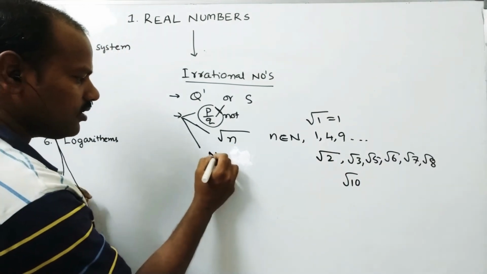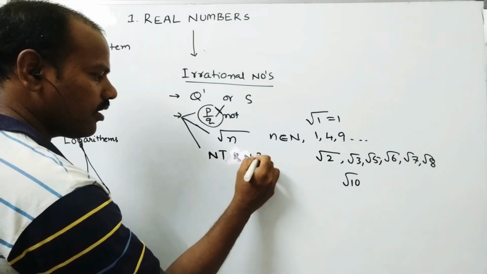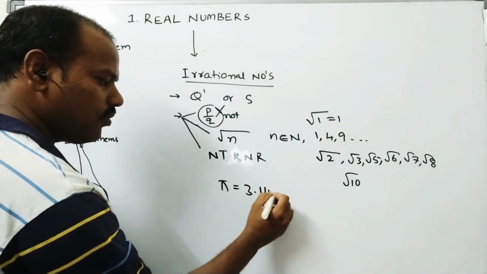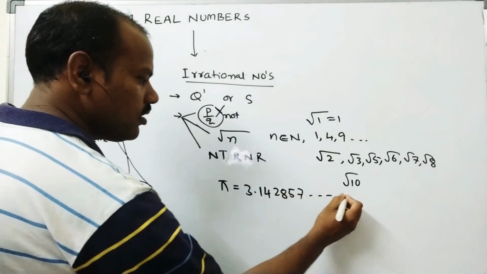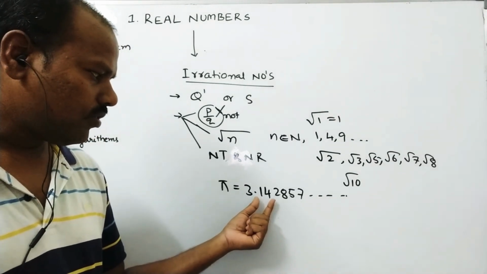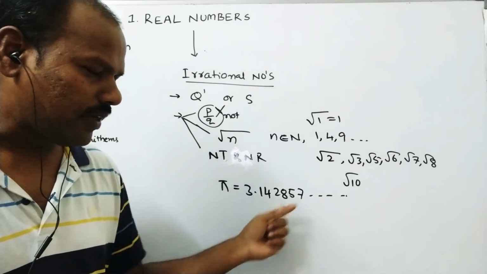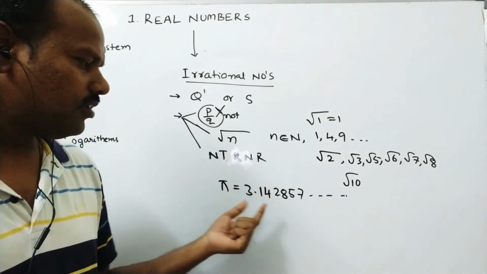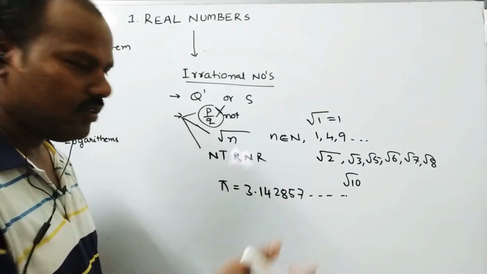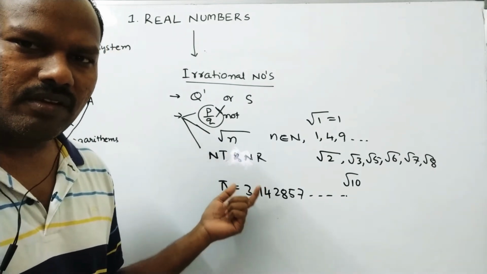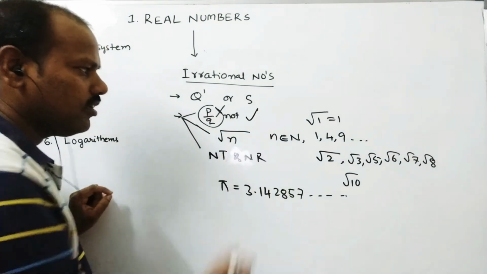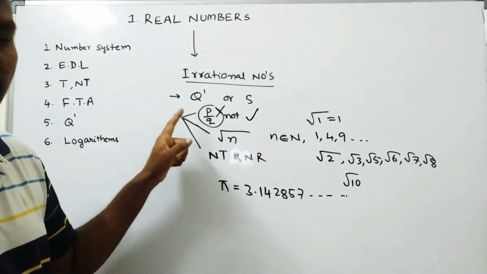The third definition is non-terminating and non-recurring, meaning there is no end. Example, the value of pi, 3.142857 and so on. There is no repeating number, no period. No particular numbers are repeating here. So these are called non-terminating, meaning no end, and non-recurring, meaning no repetition, which are also called irrational numbers. Three definitions I told you, but the best, simple definition is numbers which are not in p by q form.